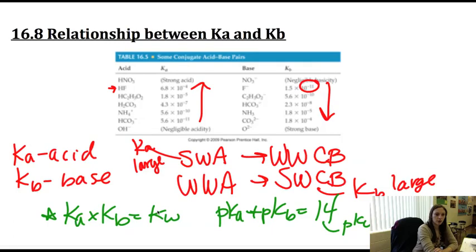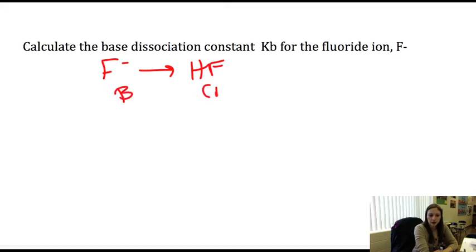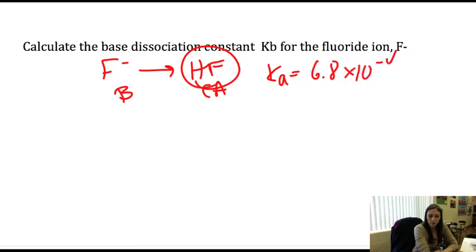So let's try the one practice problem we have here. Calculate the base dissociation constant Kb for the fluoride ion, F-. So fluoride, F-, is the conjugate base, or the other base end, of HF. So here's my base, there's its conjugate acid. I look up HF in Appendix D, and it tells me that the Ka for HF is 6.8 times 10 to the negative fourth.